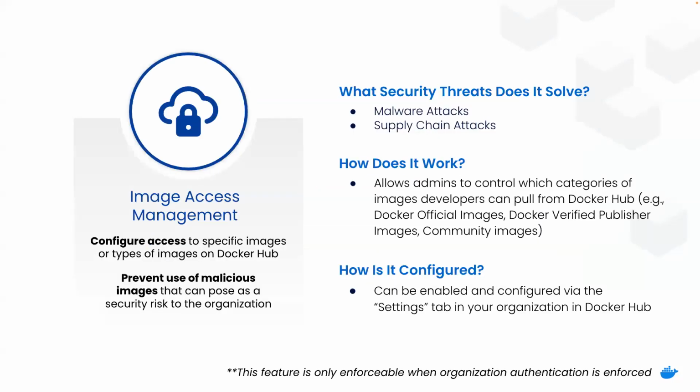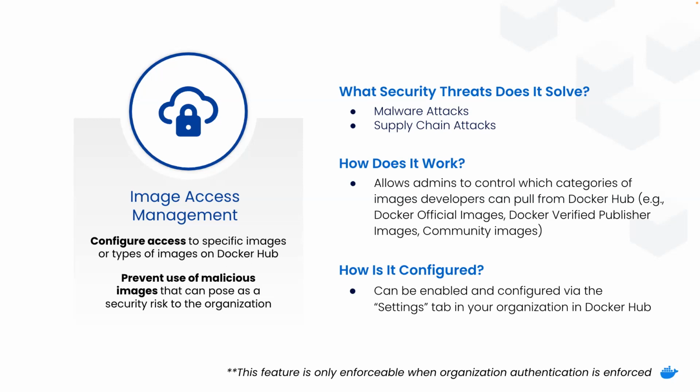And the last setting we're going to talk about is image access management. This is similar to registry access management in that you're restricting access to what developers can do in Docker Desktop. But instead of acting on the registry level, it's acting on the Docker Hub specifically level. So you're looking at specific images within Docker Hub that you want to allow or restrict access to.